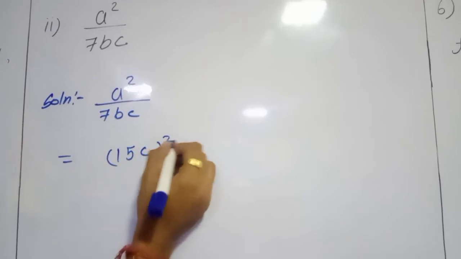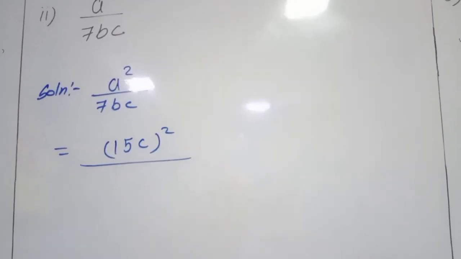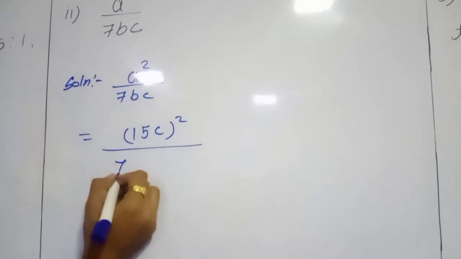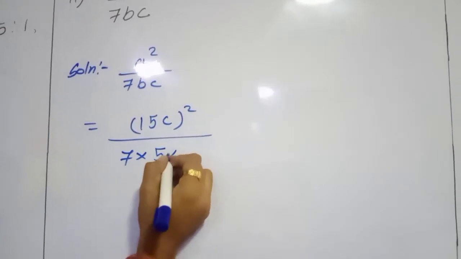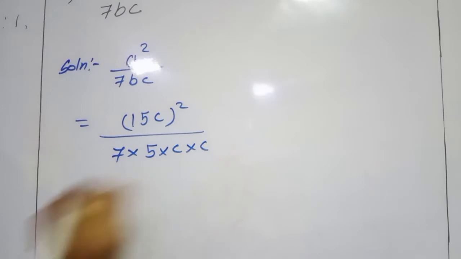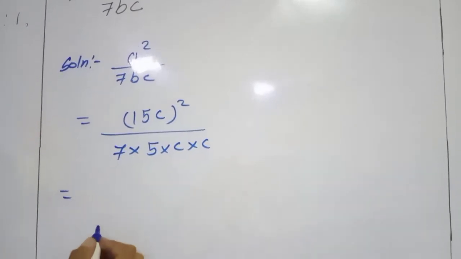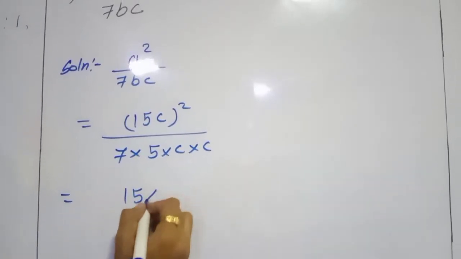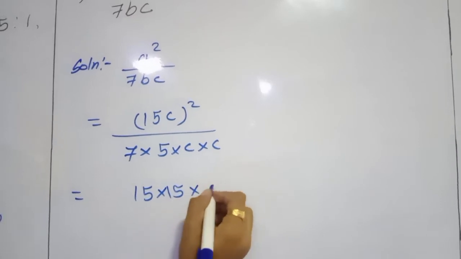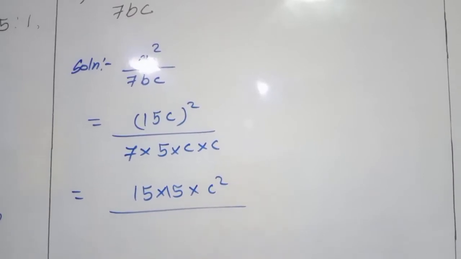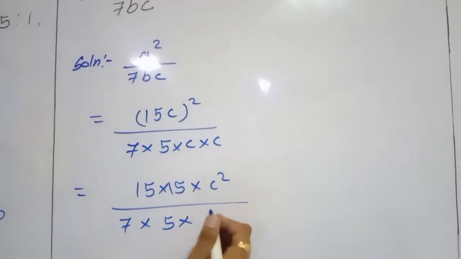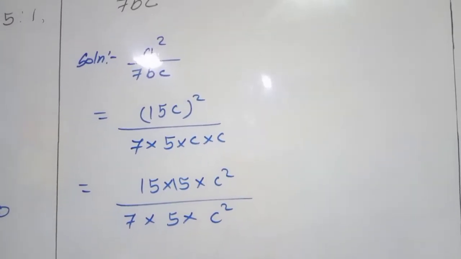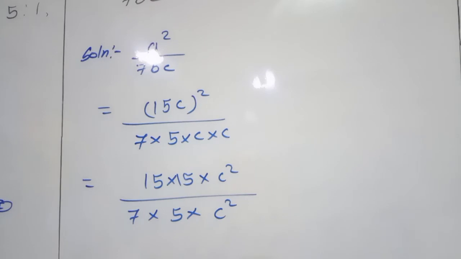We already found it in equation number 3. Square, 7 into, at the place of b, 5 into c into c. In the next line, can we write 15 into 15 into c square in the denominator? 7 into 5, c into c will become c square. Yes, till here everyone got it?